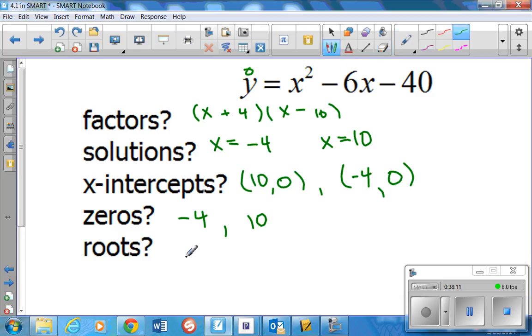And my roots would be, again, negative 4 and 10. They're not different. It's just a different term for the very same thing. And they're called zeros because you get them by setting your y equal to 0, or because they're x-intercepts where the y is always 0. As you get higher in your math classes, they start calling them roots almost constantly. They quit calling them anything else and start calling them roots.